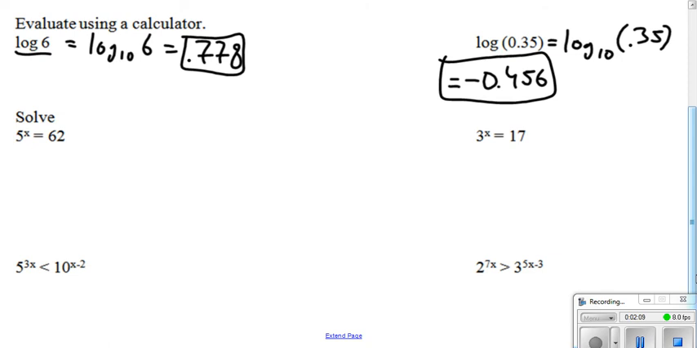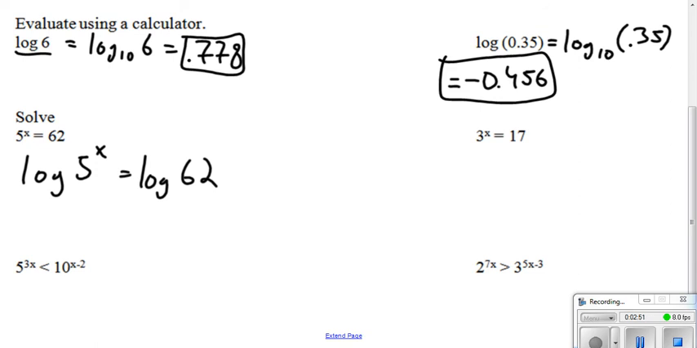So let's move on to a couple of these examples. If we wanted to solve 5 to the x power equals 62, let's convert that to logarithmic form. Essentially that's saying log base 5 of 62 equals x. But at this point, that doesn't really get us anywhere. But we know if we take the log of both sides, keeping everything balanced, we can do log base 10, or just log, of 5 to the x equals log 62. That's legal.